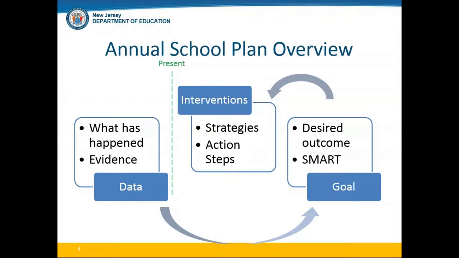We will use data that tell the story of what has happened to set SMART goals that are ambitious but achievable. These goals are the desired outcomes of our work this year. Our graphic shows this by connecting the data box to the goal box with an arrow. Once we establish our goals, we can then backwards map the process that will allow us to achieve those goals, denoted by the arrow in the upper right of the slide, connecting our goal box to our interventions box. We should plan our interventions with our end goals in mind to ensure that our interventions match our strategies and that our action steps will capture the work that must be done in order to implement the strategies and interventions and achieve our goals.